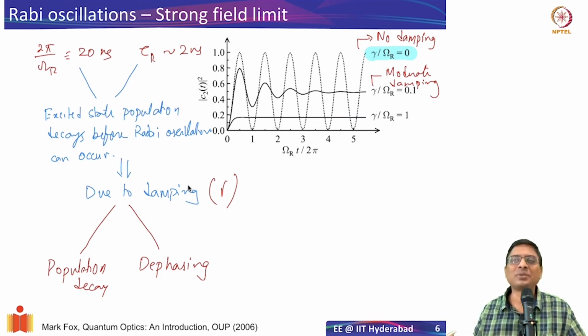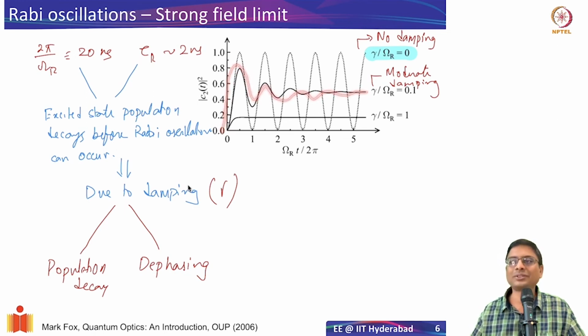But in this case, the damping rate, not coefficient, the damping rate, is 0.1 times omega r. So if omega r, the Rabi frequency, was 1 gigahertz, let's say the damping rate was 100 megahertz. So I can see some oscillations. The second term you see here is this: initially there is an increase in population and then it reduces.